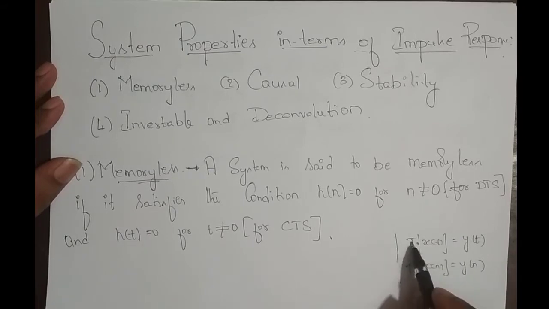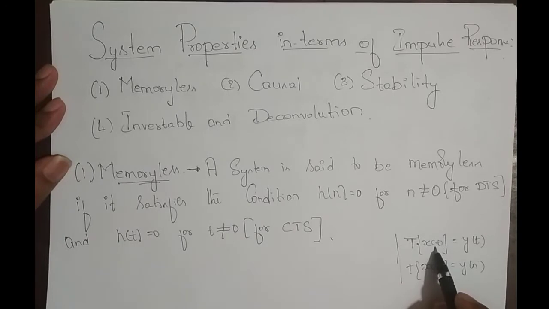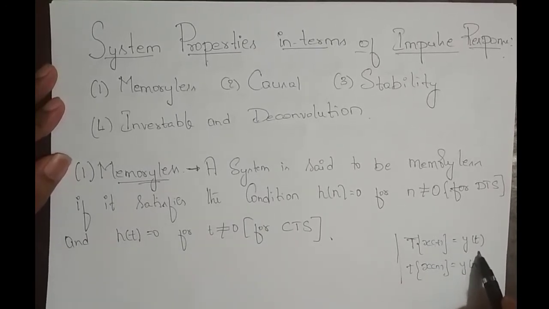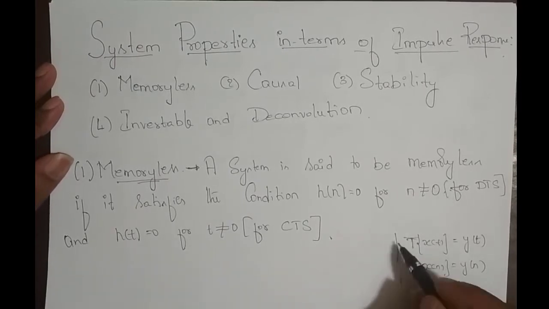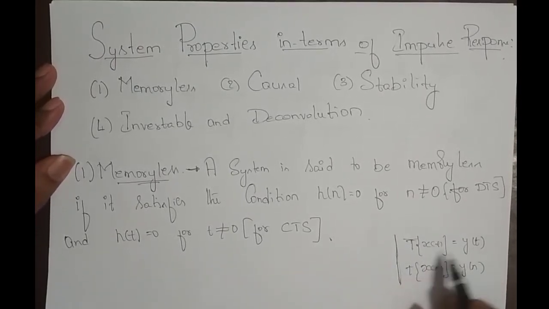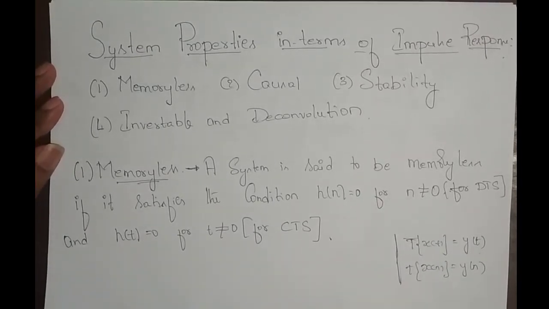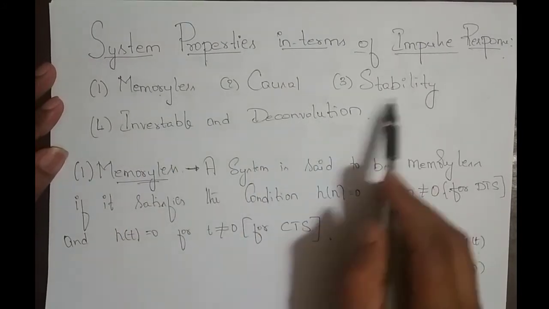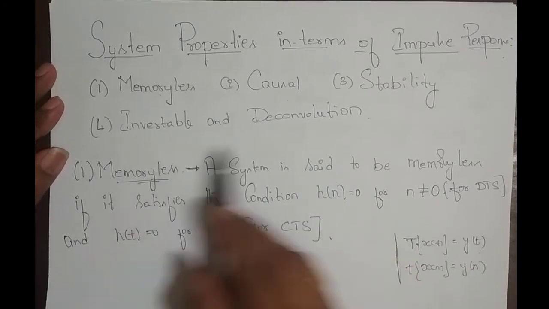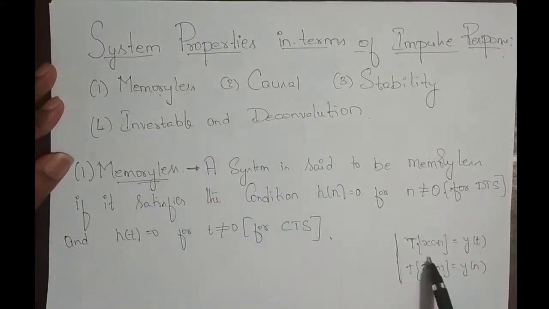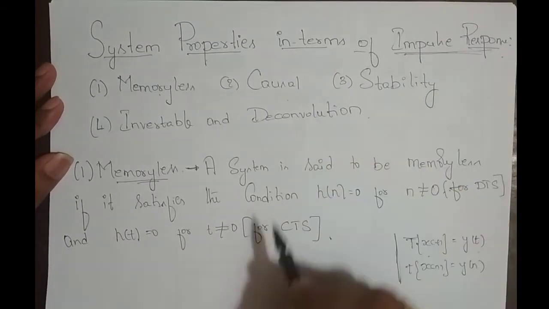What do you mean by this? We have a system which does some transformation T. For this system, we are applying x of t as input and y of t is the system output, okay? We discussed there like 5 to 6 properties on system based on input-output relationship. Now, we have like 4 properties here: memoryless, causal, stability, and invertibility, or also called deconvolution. Here, we are not discussing this with respect to input-output relationship, but with respect to the impulse response of the system.